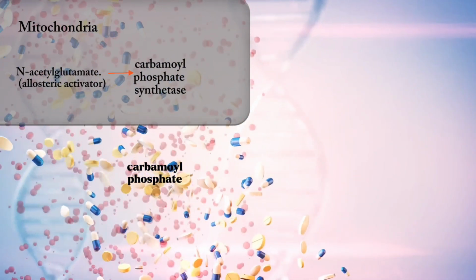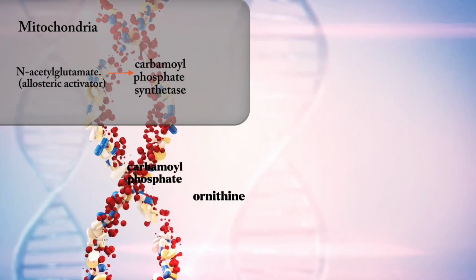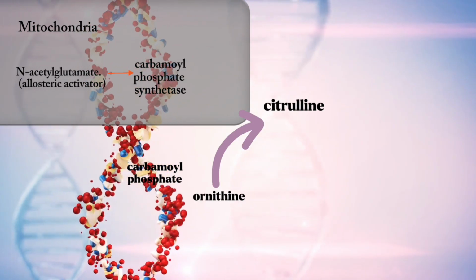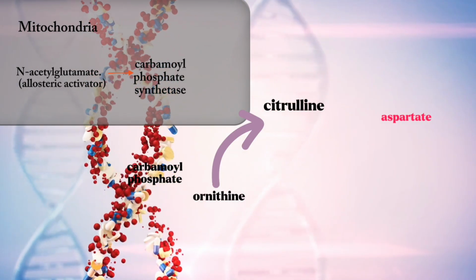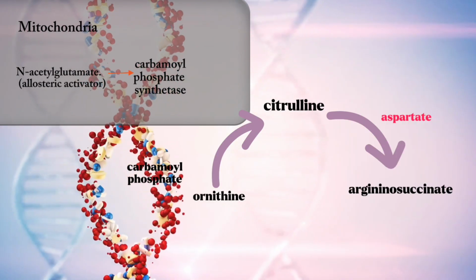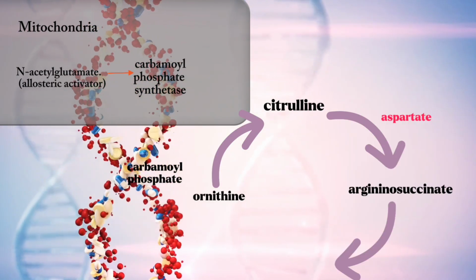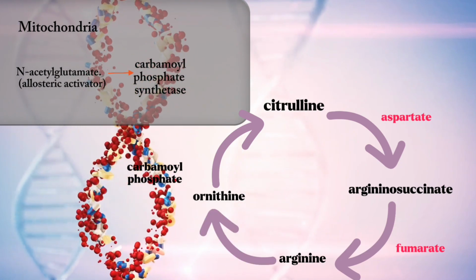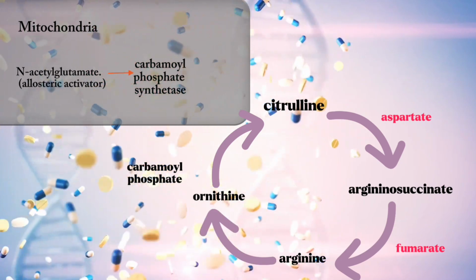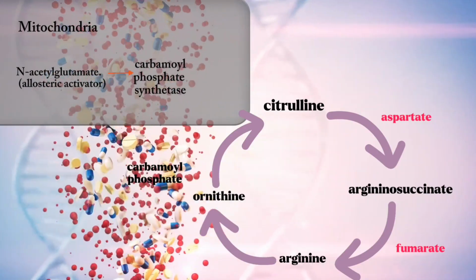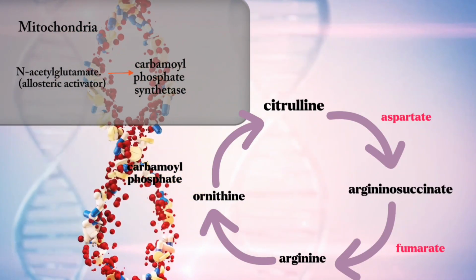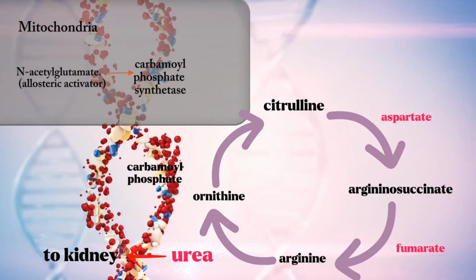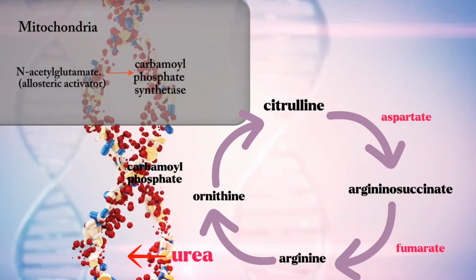Carbamoyl phosphate combines with ornithine, and it forms citrulline. Citrulline exits the mitochondria and combines with aspartate. It forms argininosuccinate. Then argininosuccinate splits into arginine and fumarate. Arginine breaks down, produces urea, and regenerates ornithine, which re-enters the cycle. Urea goes into the blood, is filtered by the kidneys, and excreted as urine.